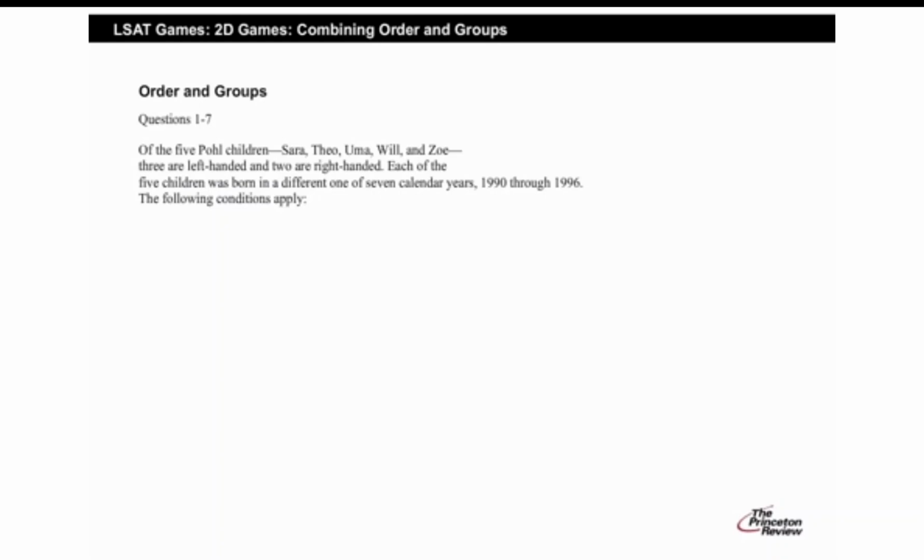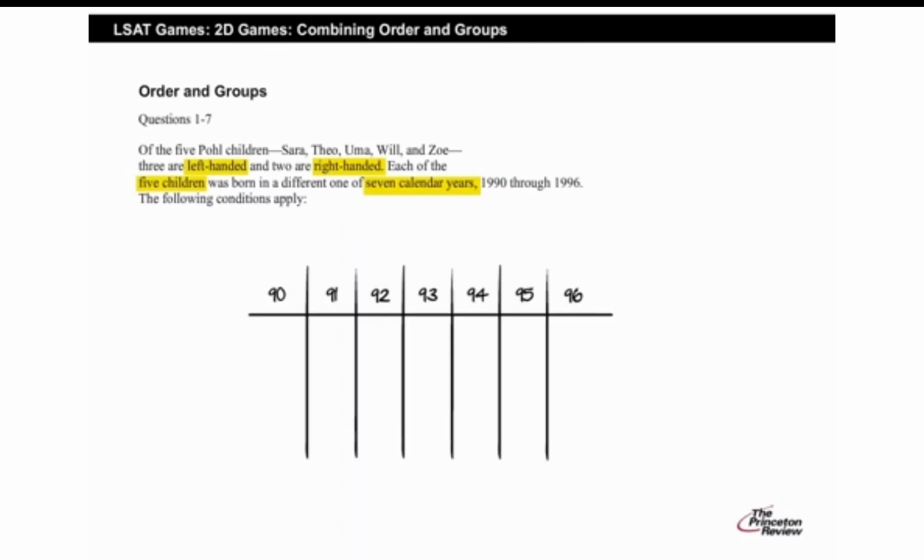What's going to be the core of this diagram? Well, there's order involved, defined by the calendar years in which the children are born, but there's grouping involved here too. Each child is either right or left-handed, so you'll have a group of 2 elements assigned to each year in which a child is born. So, first draw a basic order diagram for the years from 1990 to 1996.